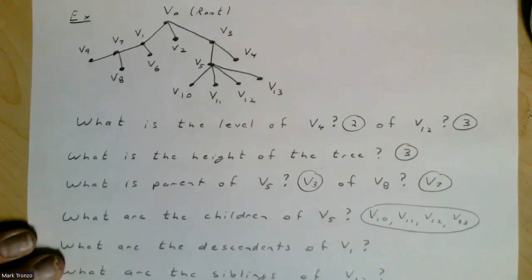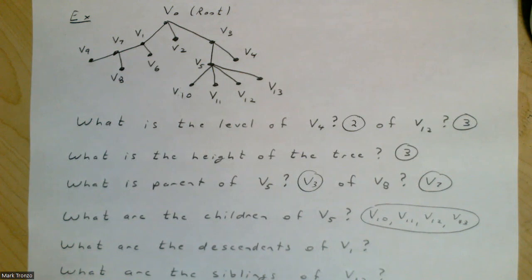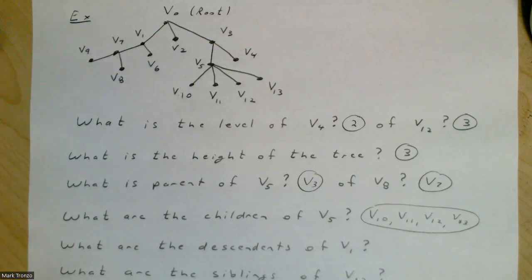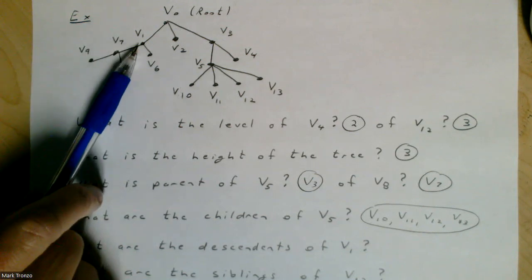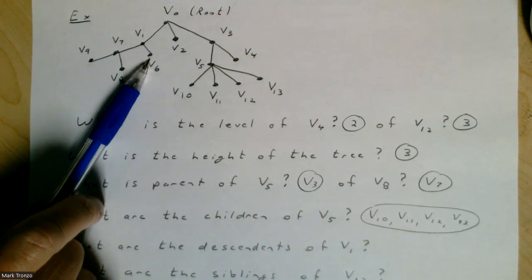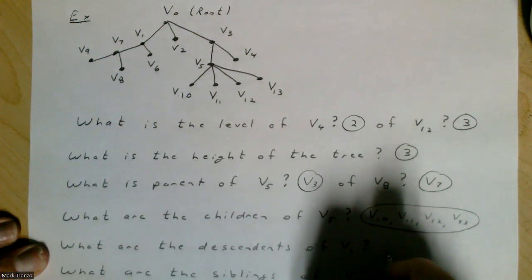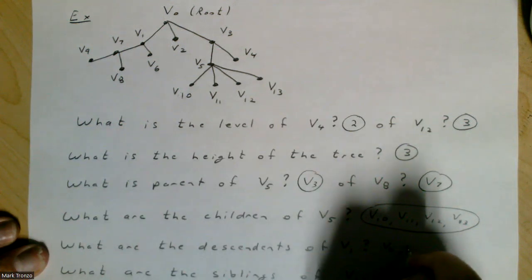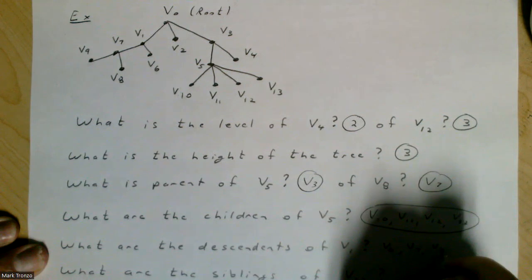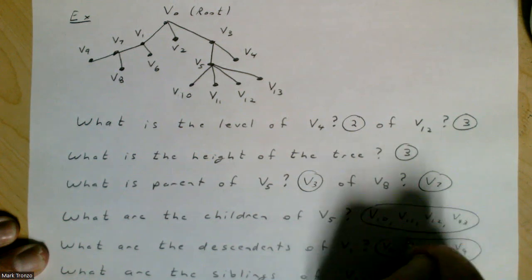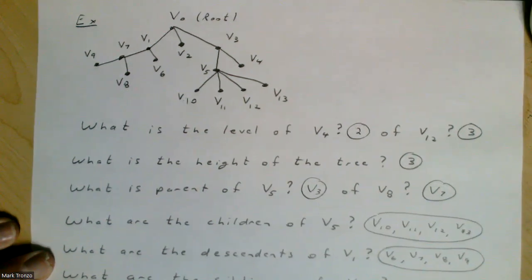And what are the descendants of V1? So remember, its descendants are anything below V1. And so let's see here. We have V6, V7, V8, V9. Those are the descendants of V1.